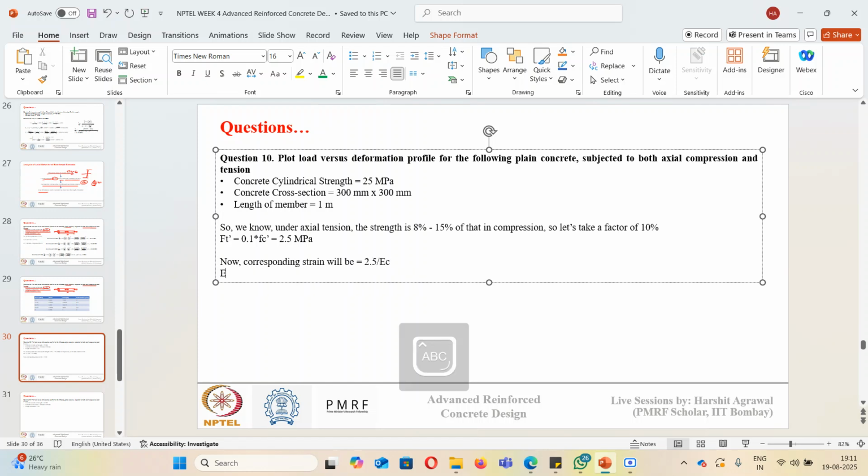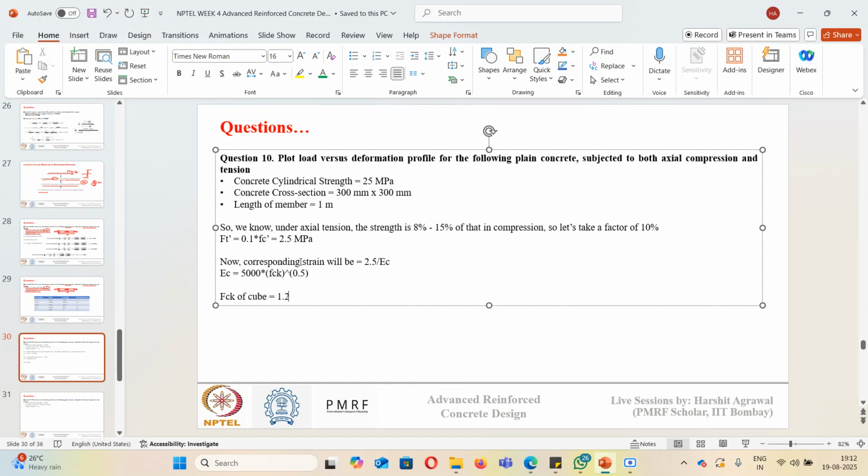And how can we calculate modulus of elasticity? Using the relationship 5000 times under root of fck, so fck to the power 0.5. This relationship we know, which is stated in the IS code. But in the question, we have been given the compressive strength of cylinder, not cube. So fck of cube will be equal to 1.25 times the mean strength of cylinder.